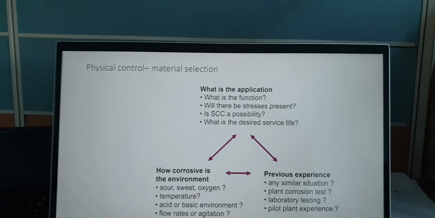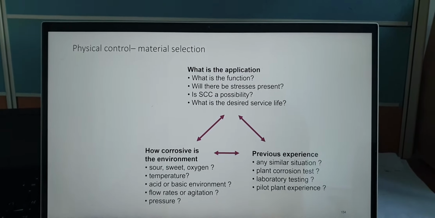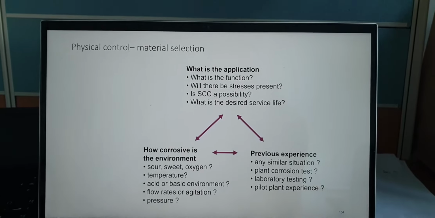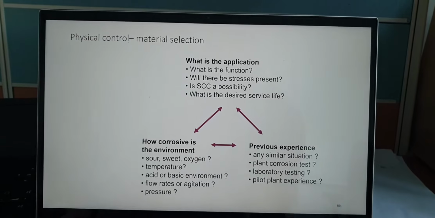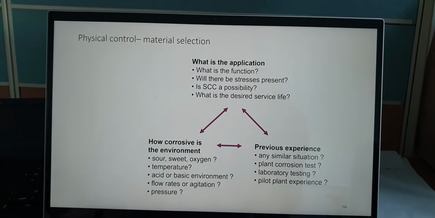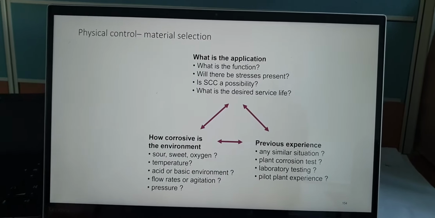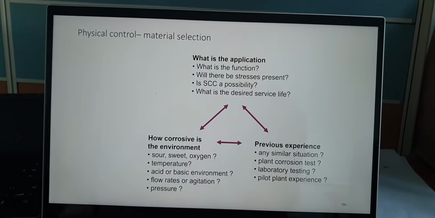What is the function? Will there be stress present? There will be stress, it will be bends, it will be loads. Is stress corrosion cracking a possibility? Stress corrosion cracking is very important to always consider because it accounts for stresses, for material susceptibility, and for corrosion. So we need to look for these three elements when we evaluate stress corrosion cracking.